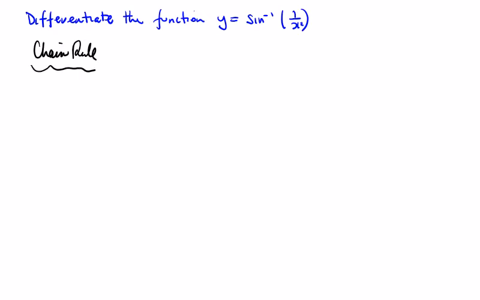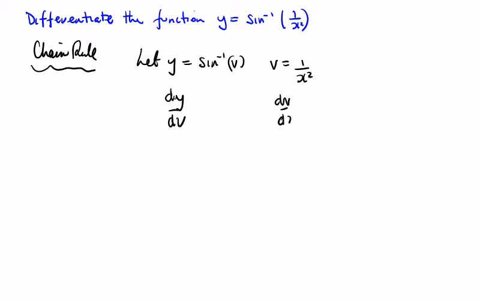So what we want to do is let y equal the inverse sine of v. So therefore v is equal to 1 over x squared. Now the chain rule, we can get dy dv, and with this one, we can get dv dx. And if you look here, dy dv times dv dx, the dv's will cancel, is equal to dy dx. I don't normally use this one in these questions, but I definitely think it works better here. So let's get dy dv first.